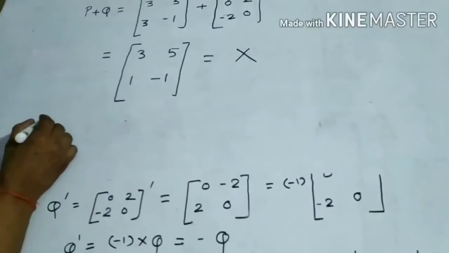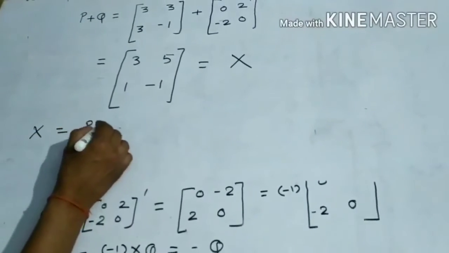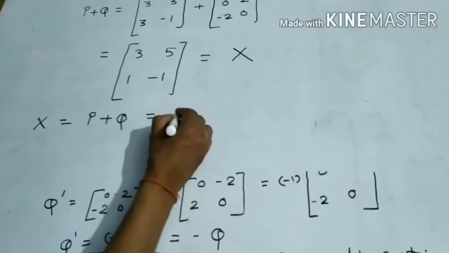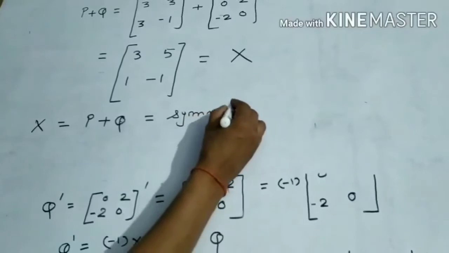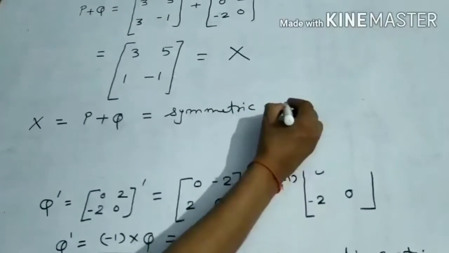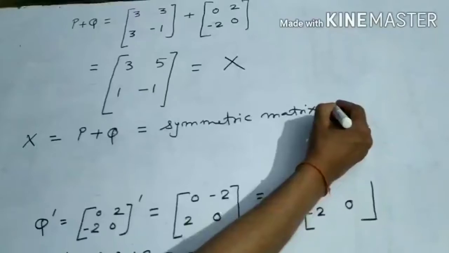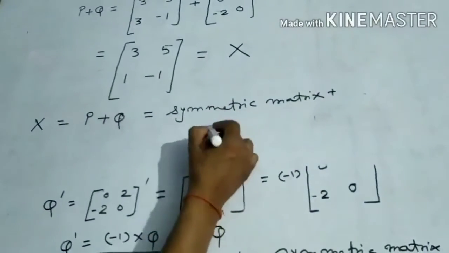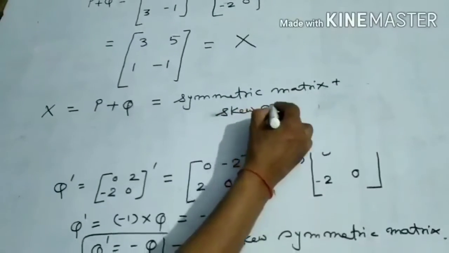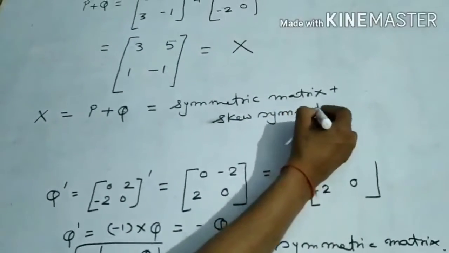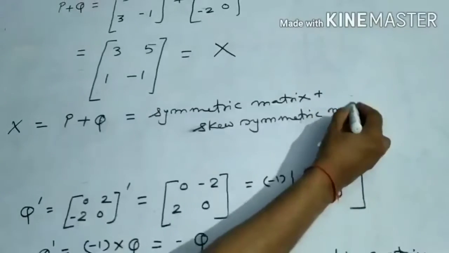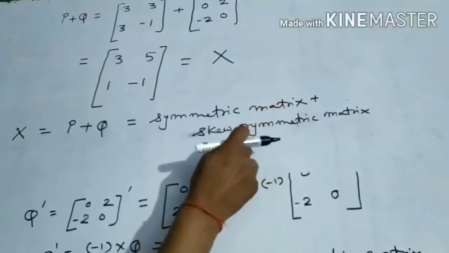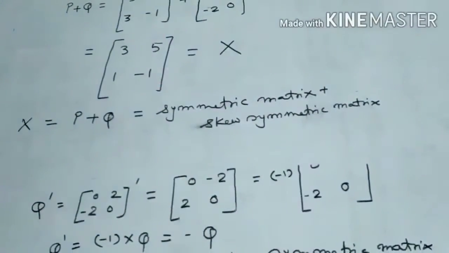It means that X is equal to P plus Q, and P we have proved is a symmetric matrix, plus Q we have proved is a skew-symmetric matrix. So X is written as the sum of a symmetric matrix plus a skew-symmetric matrix.